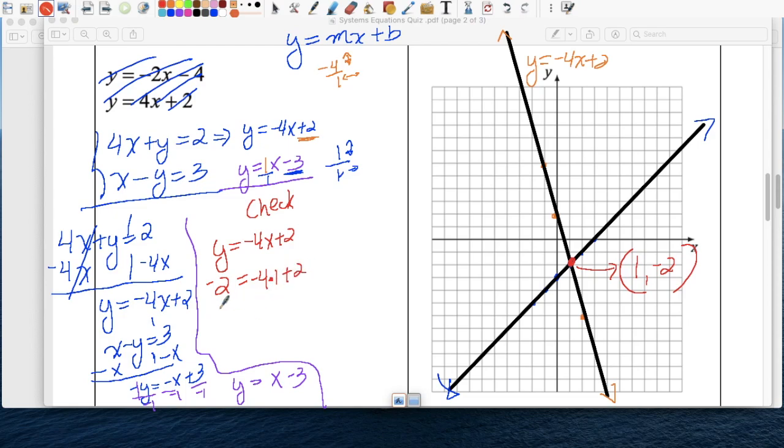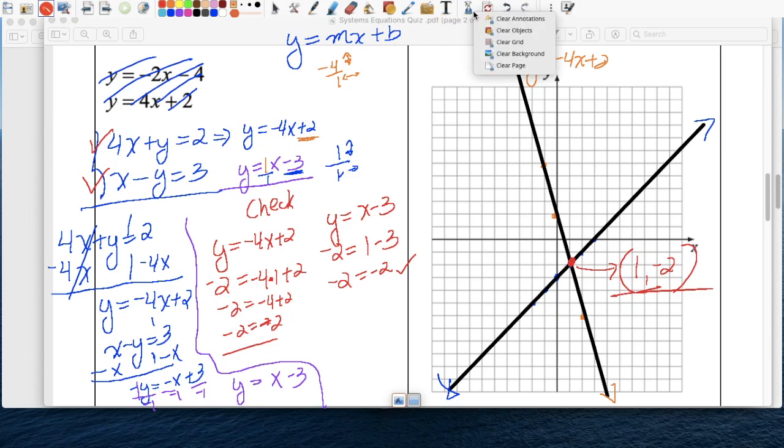Times. So negative 2 equals negative 4 plus 2, and that gives me negative 2. So equation 1, check. Equation 2, y equals x minus 3. So again, replace the y with negative 2 and the x with 1. You should get y is negative 2, x is 1, minus 3, negative 2 equals negative 2. And again, you can tell that this point right here satisfies equation 1 and equation 2.